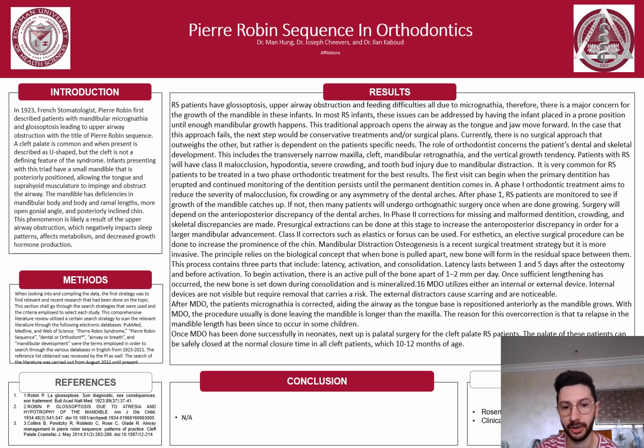With mandibular distraction osteogenesis, there is going to be an overcorrection of the mandible, because there's going to be some relapse in the mandibular length. A lot of times these patients, because they have cleft palate, the palatal surgery to close the cleft can be done between 10 to 12 months. And that's it for the results, and we're still looking to do the conclusion, and that is next up on the list.